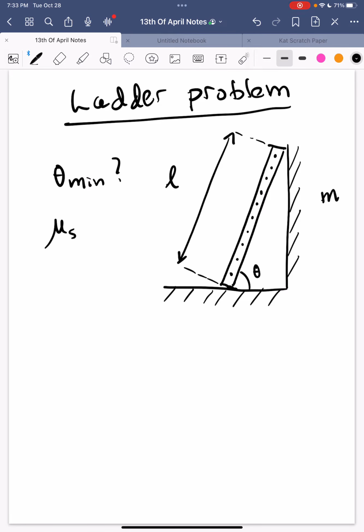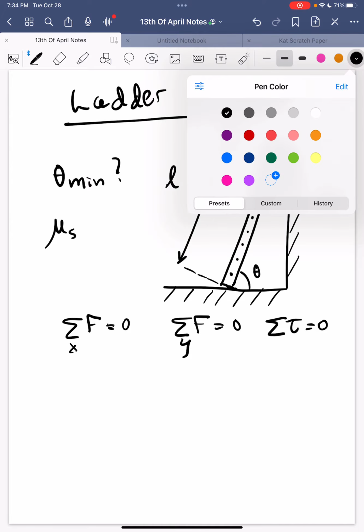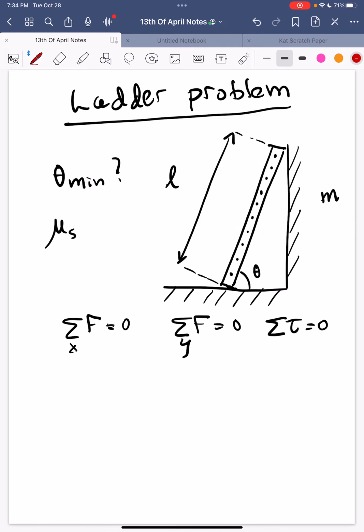Now remember, in static equilibrium, we have the following equations. The sum of the forces in x have to equal 0. The sum of the forces in y have to equal 0. And the sum of the torques have to equal 0. So let's start to think about applying one of these equations. And the way we're going to do that is I'm going to first start drawing some forces. Okay? So right about in the middle of the ladder, we're going to have the weight pulling down. We'll call that mg.